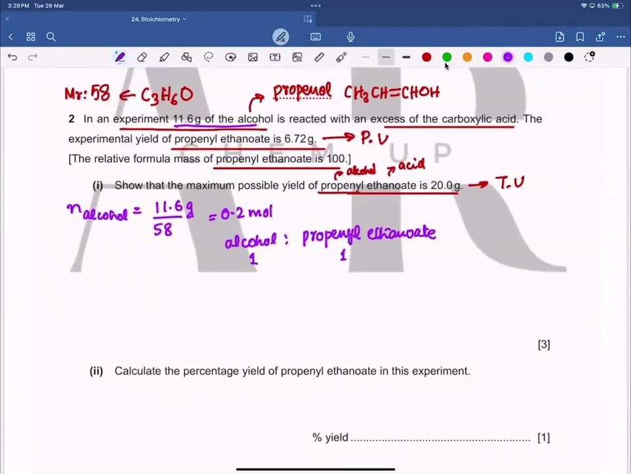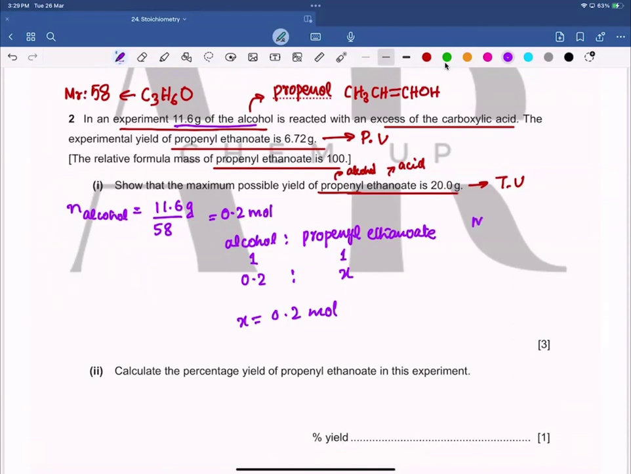Okay. So if it's 0.2, then it is going to be X. If I calculate the value of X, what will I get? 0.2 moles of propyl ethanoate. Till here, is this clear to all of you? Yes, sir. Okay. Then I have to convert it into a mass because I have to show that it's 20 grams.